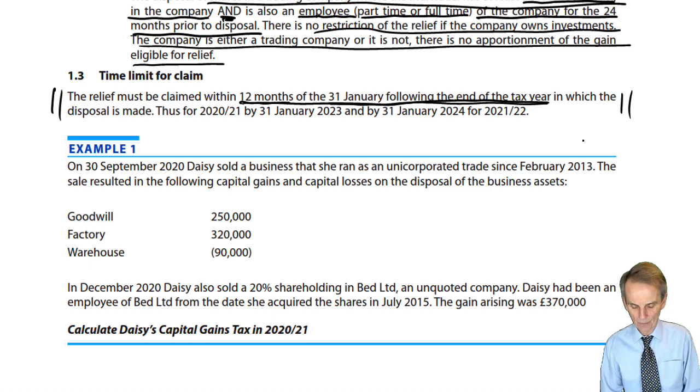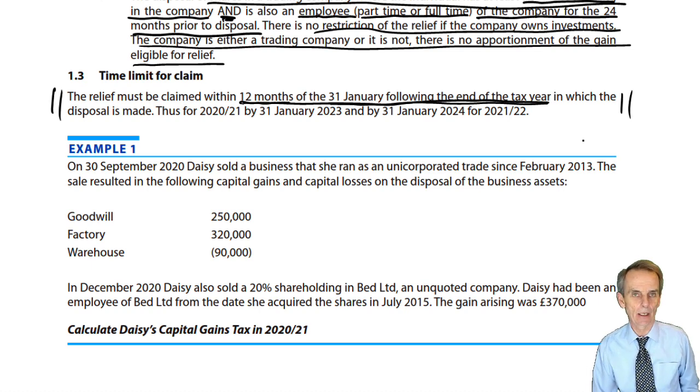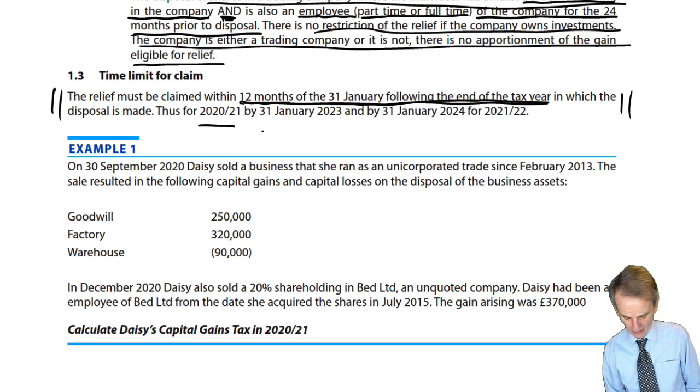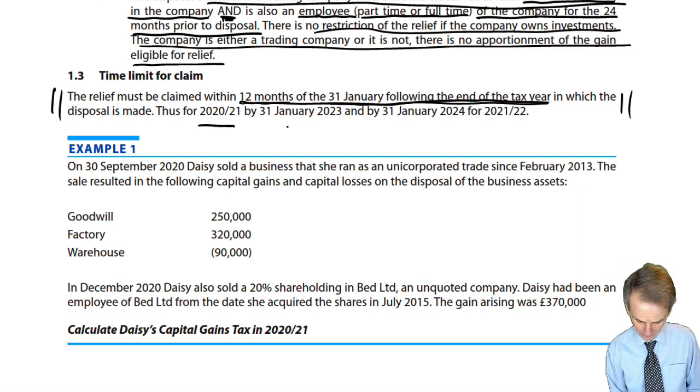It's not usually an issue. You will know well before you have to pay any tax that the relief is available, and you would routinely make it. We wouldn't choose to be taxed at 20% if you can instead choose to be taxed at 10%. Of course you would make the claim. So for 2021, following 31st of January is January 22, 12 months on from that, 31st of January 2023.